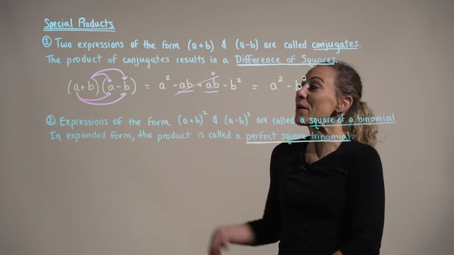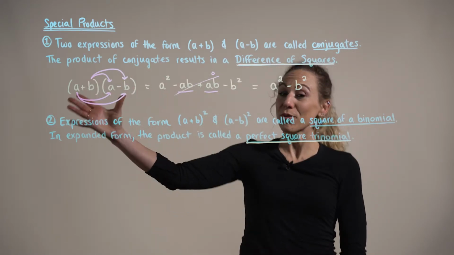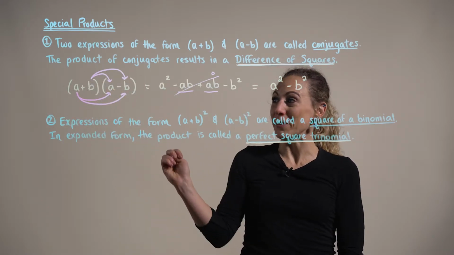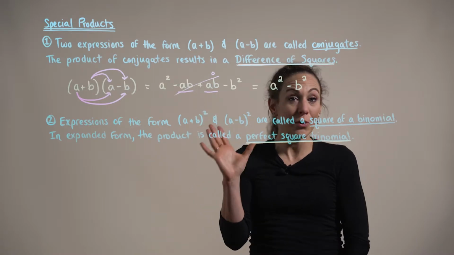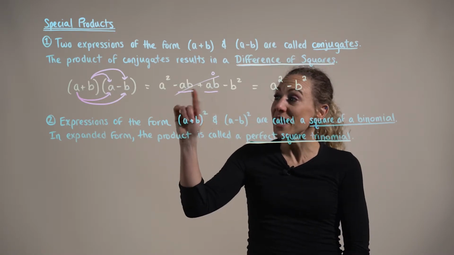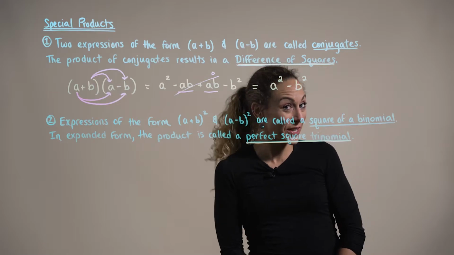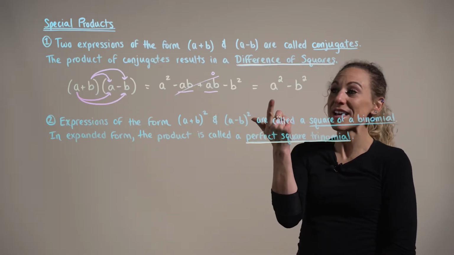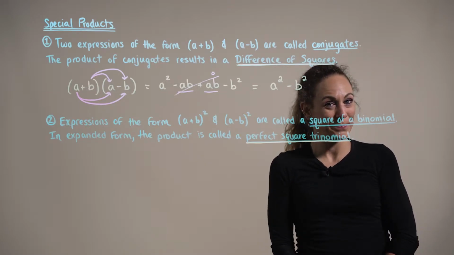So observe that when we multiply, we have to take the product of conjugates and we apply the distributive property, the two intermediate or middle terms are the same with opposing signs. So they're going to cancel each other out, leaving us with a difference of squares, a squared minus b squared.